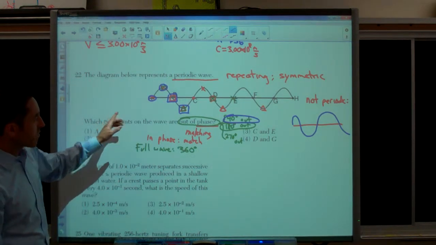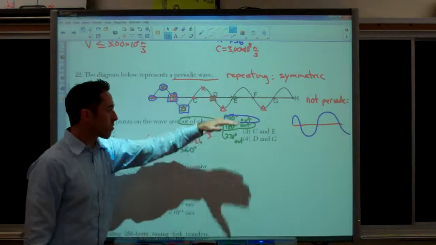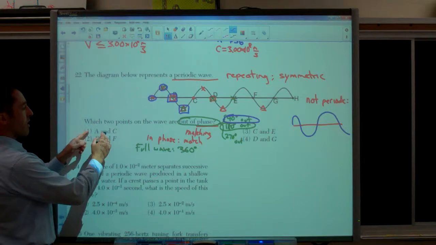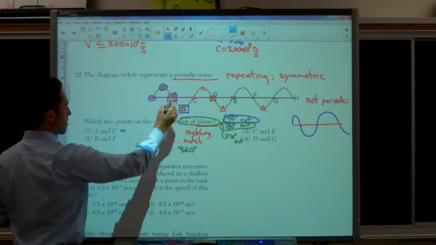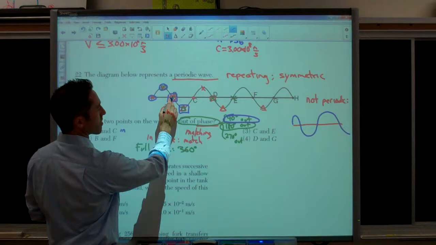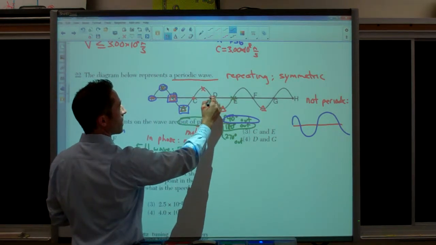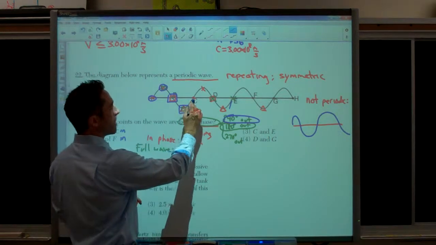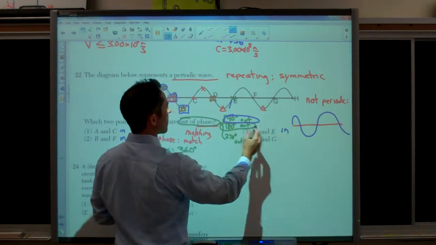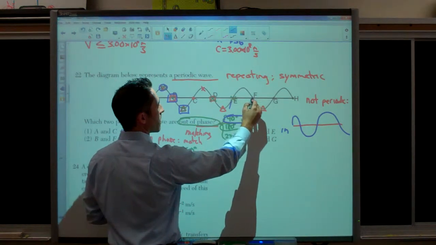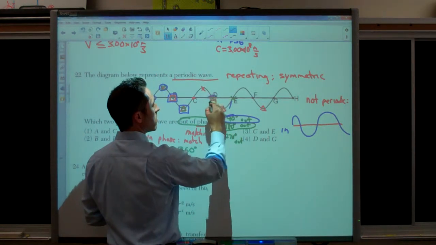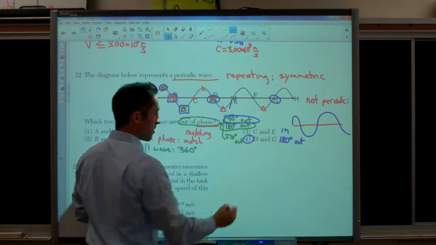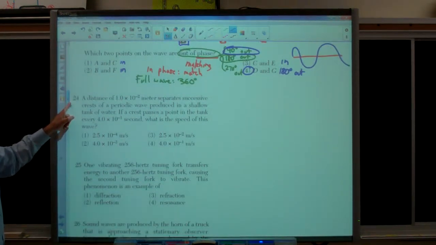Now, as it turns out, all of these are right on the equilibrium line, which means you're only going to get 180 degrees out of phase. A and C, 360, that's in phase. B and F, that's one wave, that's a second wave. 2 full waves, that's in phase. C and E, that's in phase. D, that's one wave, and then another half. So D and G are actually 180 degrees out of phase. There's your answer. All right, next one.